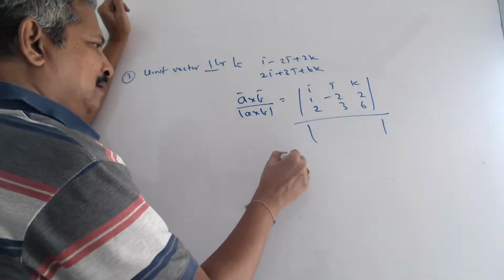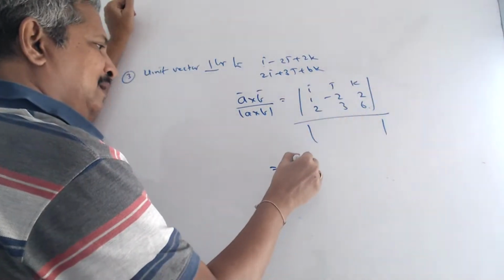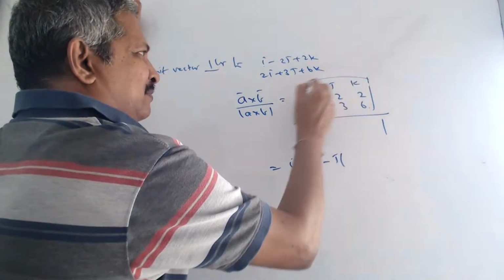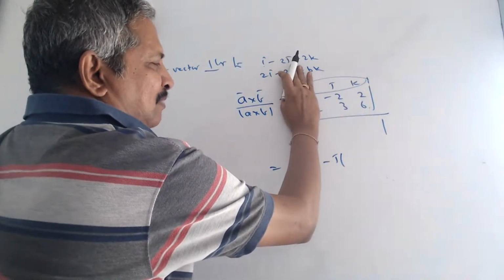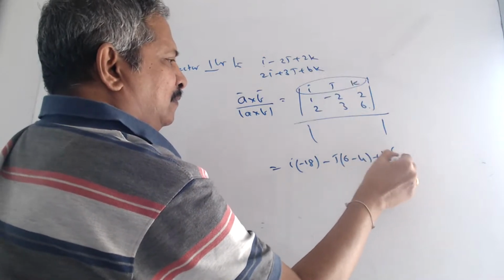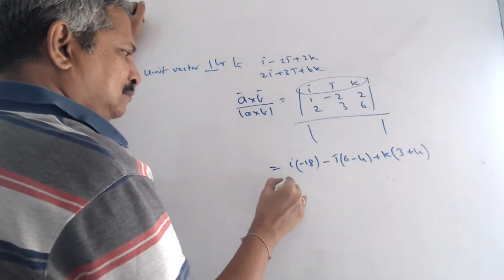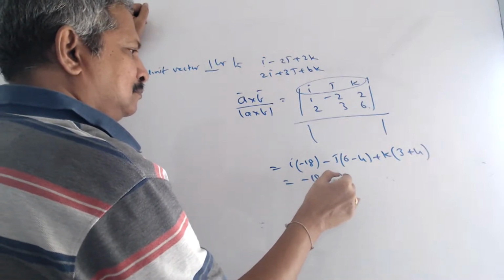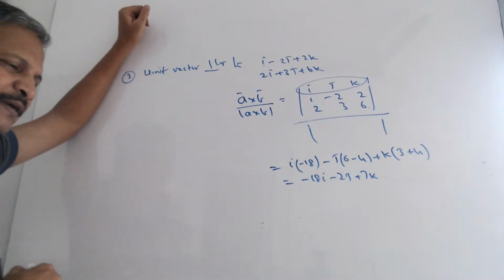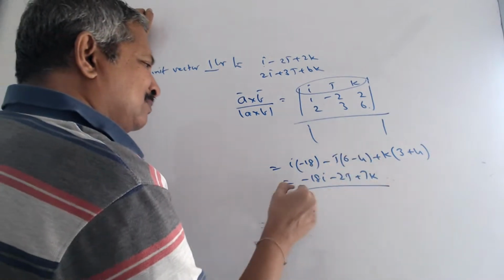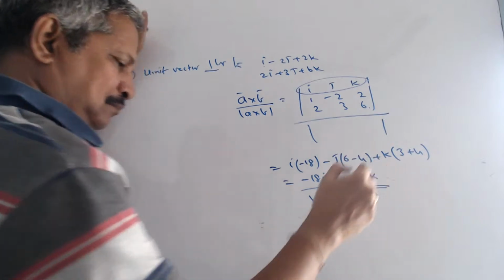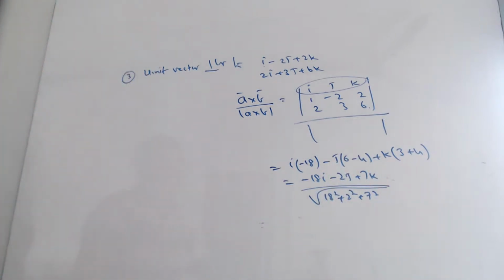Now, I into minus 12, minus 6, minus 18, because you know the determinant signs are plus, minus, plus. We will do it like this: minus 12, minus 6. Next, 6 minus 4. K into 3 plus 4. So, the unit vector perpendicular to A and B is this by its modulus. This is the unit vector, divided by its modulus.